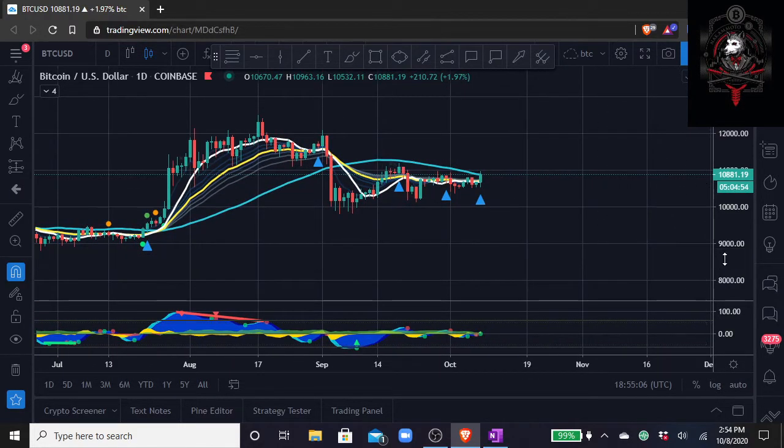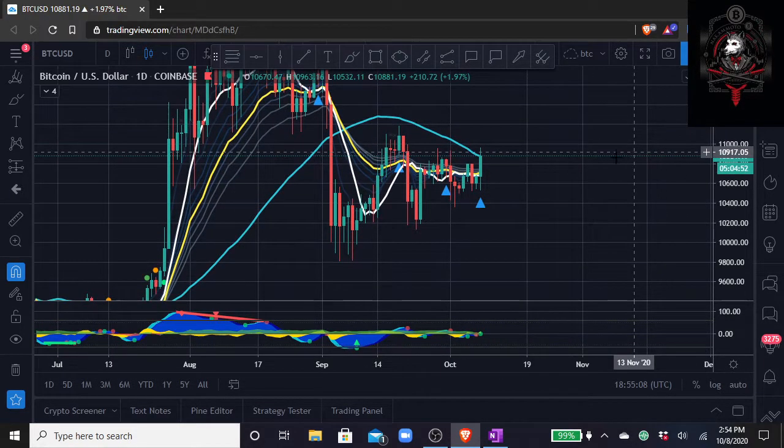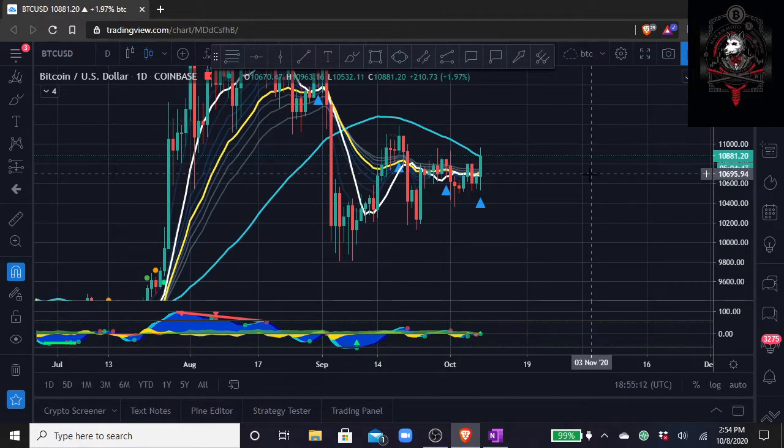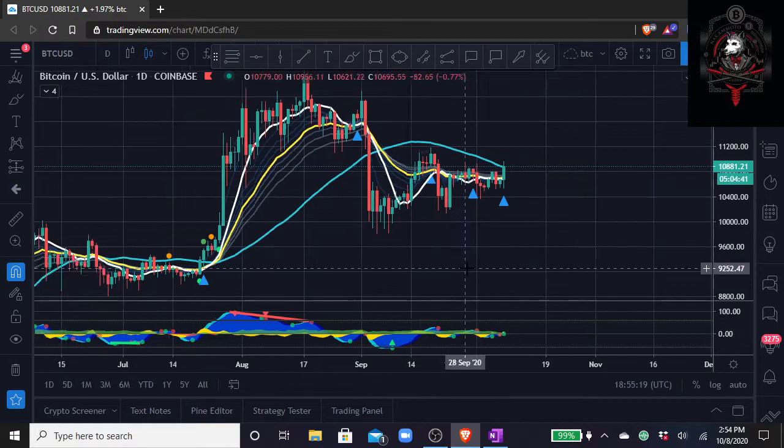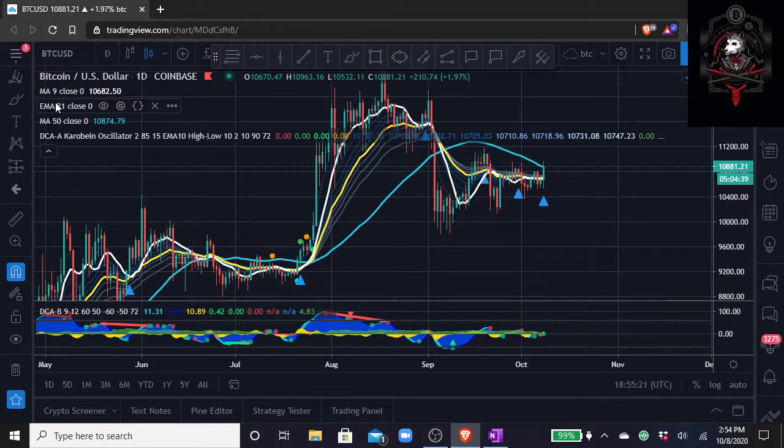If we do close back under the 50-day moving average, guys, be looking for the drop back down to the 10,700 area. That's the most significant area right now. If we close below that, then things could get really bad. So keep that in mind.